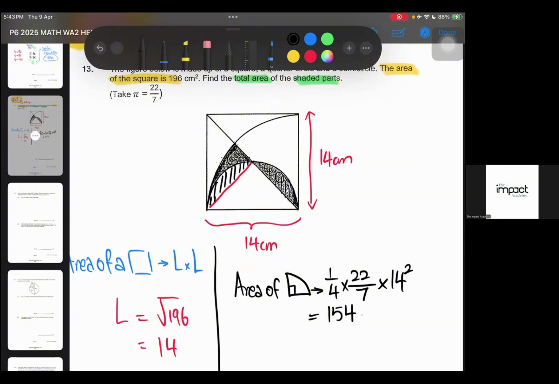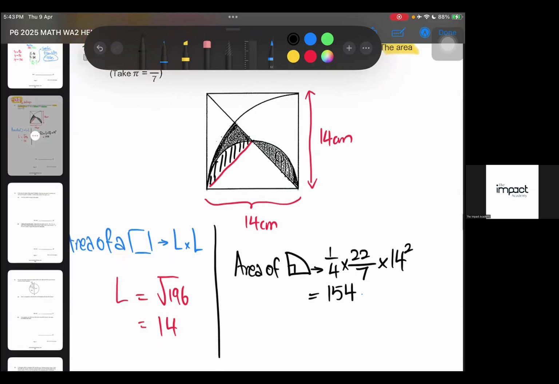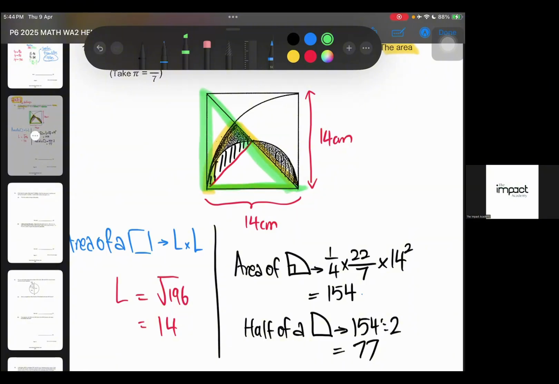Make sense? What else can I find? Divided by 2, to find one part of it, right? Which is this one. So you say that this is half of a quadrant. Agree, disagree? 154 divided by 2, we get an answer of 77. True or not? Now, do you see that there's a triangle over here?